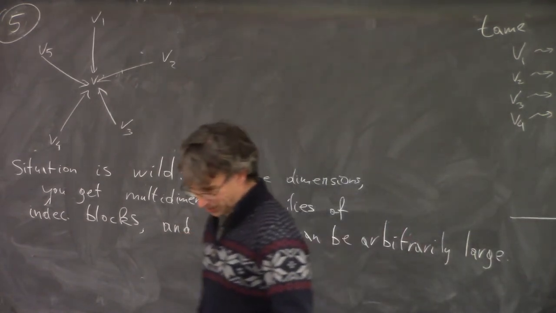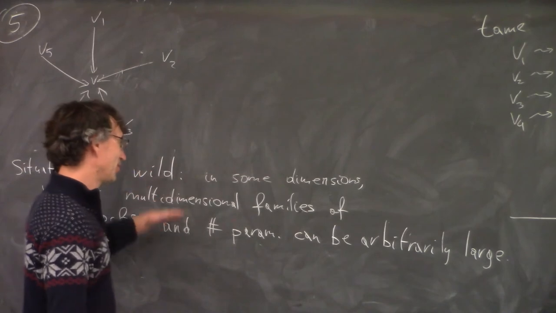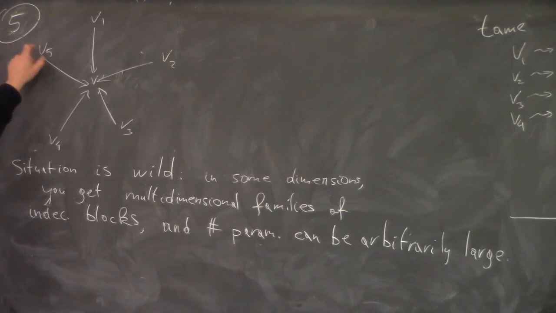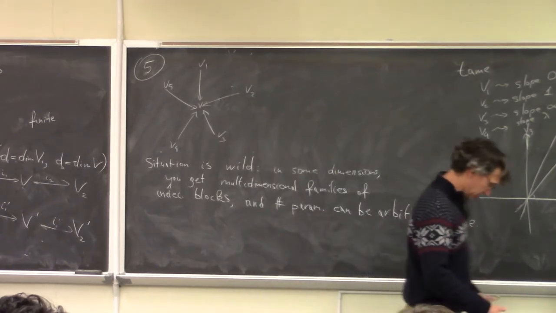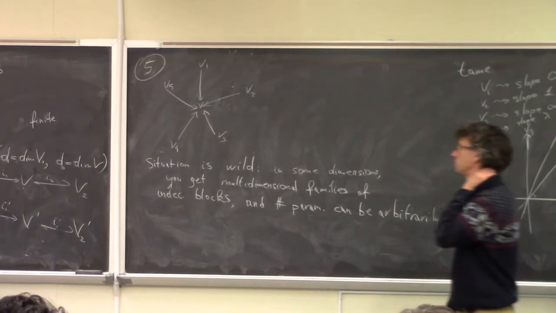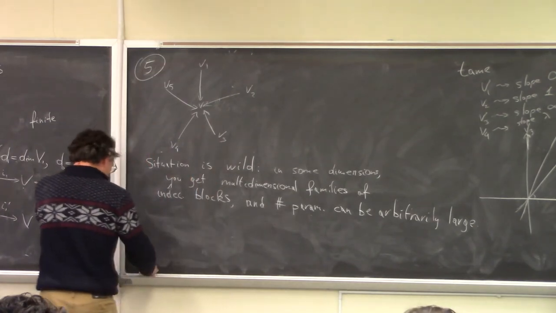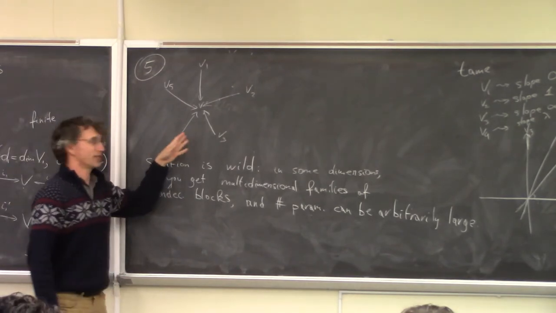Let me tell you in plain words what it means. It means there is no hope ever of getting any reasonable classification. That's not a mathematical statement, but that's how you should think about it. For small dimensions, like if I say that each of these is two-dimensional, that's three-dimensional, there is a way of answering the question, but there is no hope of getting a uniform description which would work for all dimensions, like we had here. So that's the hopeless case.